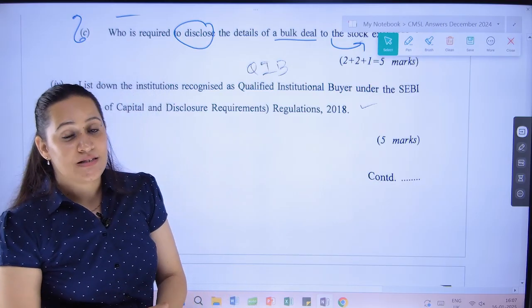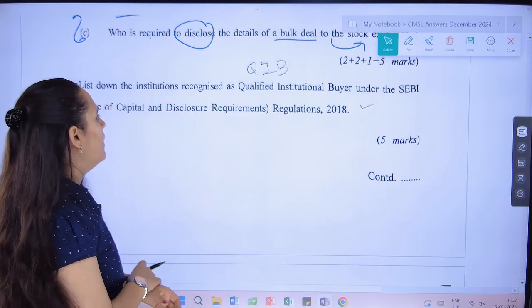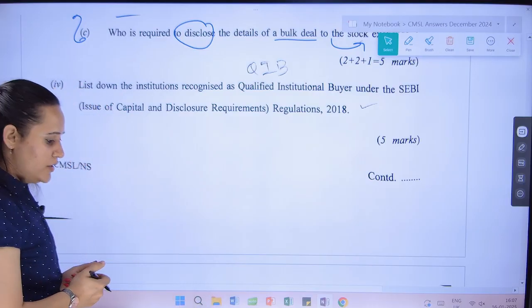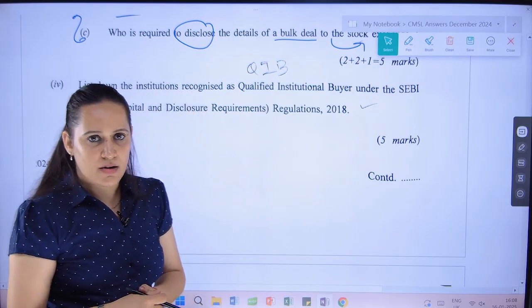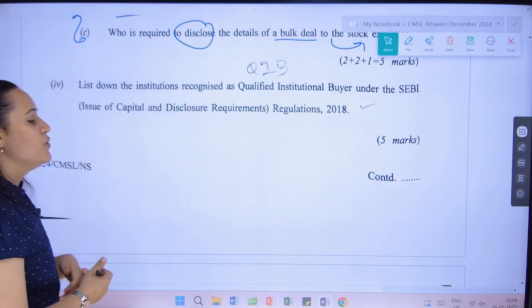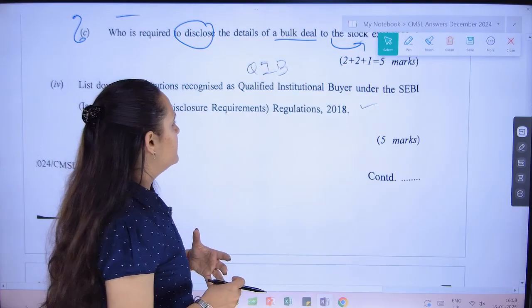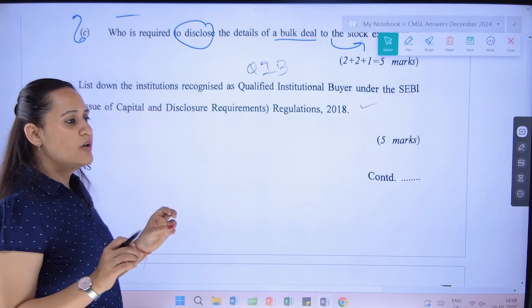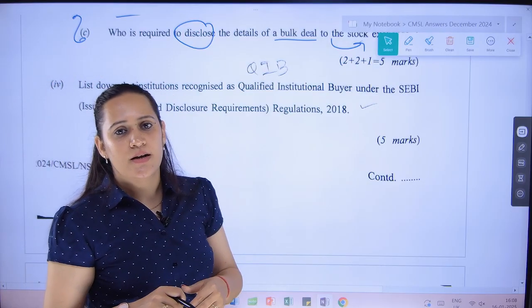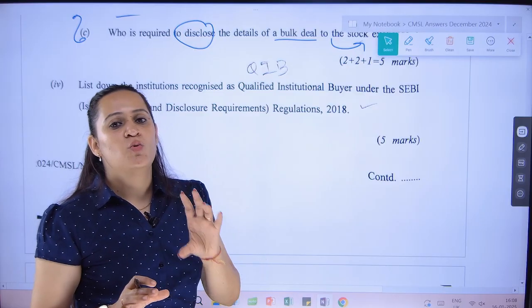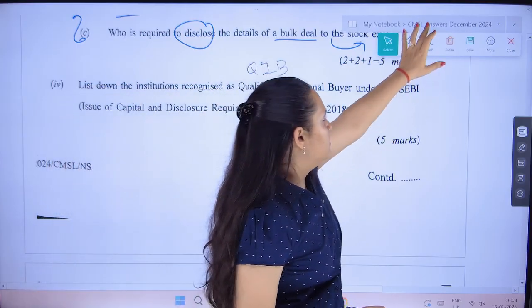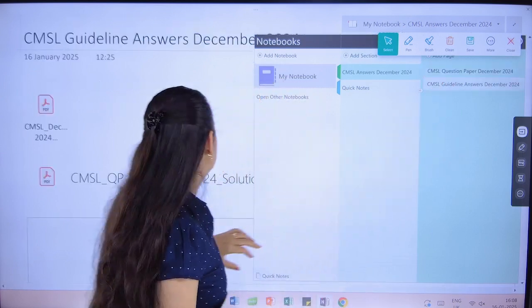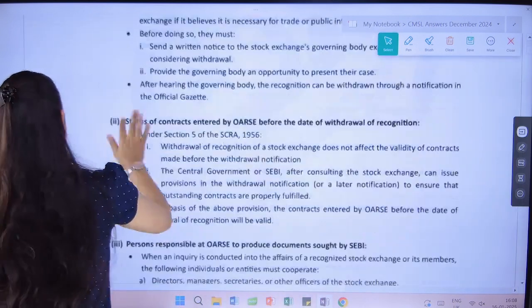Again, we are still studying part 1, and this is a question from participants of the capital market, which is a part of your basics of capital market. Again, a direct question. They just want you to give the list of institutions. Basically, the definition of who is a qualified institutional buyer, a direct question they have asked. So, how are we going to address this particular answer?